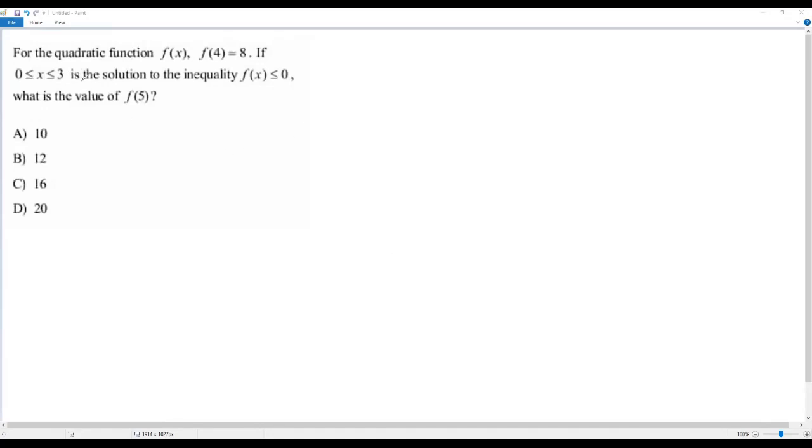Here we have a SAT math problem. Okay, let's go to the question. For the quadratic function f of x, f of 4 equals 8. If 0 less than or equal to x less than or equal to 3 is a solution to the inequality f of x less than or equal to 0, what is the value of f of 5?